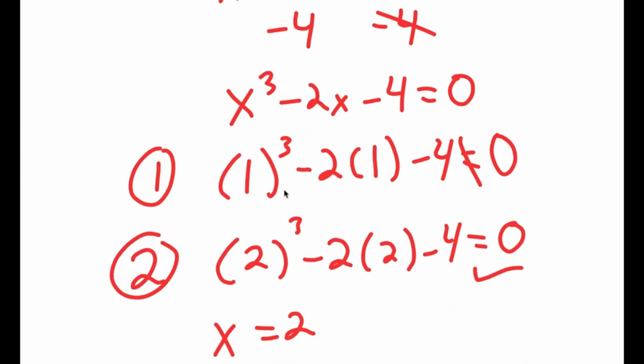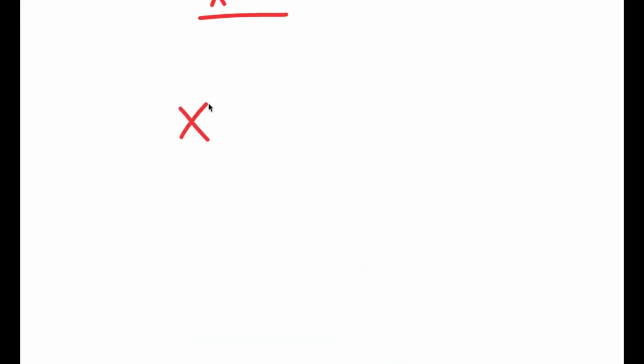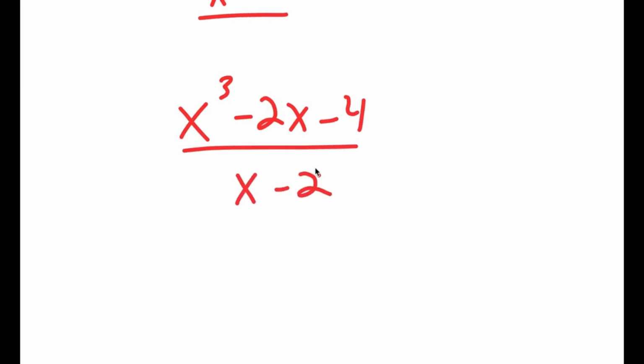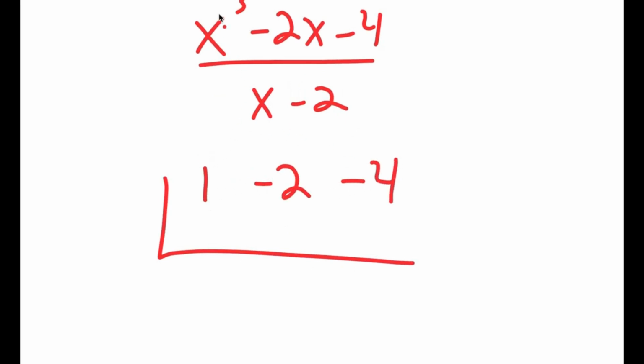So now what we're going to do is divide x to the power of 3 minus 2x minus 4 by x minus 2. So I get x to the power of 3 minus 2x minus 4 over x minus 2. And to solve this, we're going to have to use synthetic division, and if you guys don't know what that is, I would recommend watching a YouTube video on it. So the coefficients of our numerator are 1, -2, and -4, and then we have a 2 over here.